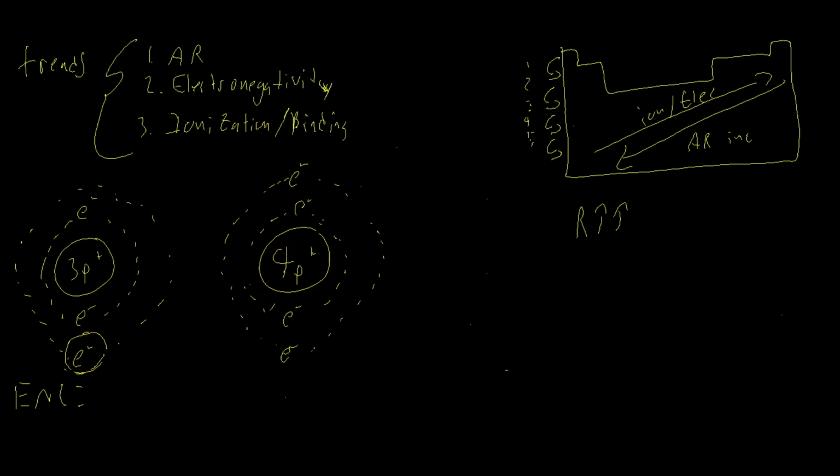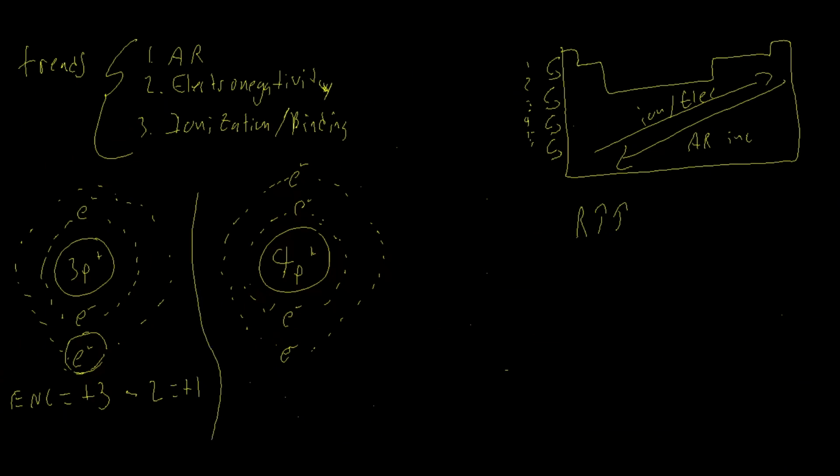If you were to calculate that, you would get 3 protons, so positive 3 minus 2, this electron and this electron. So we get an effective nuclear charge of positive 1.